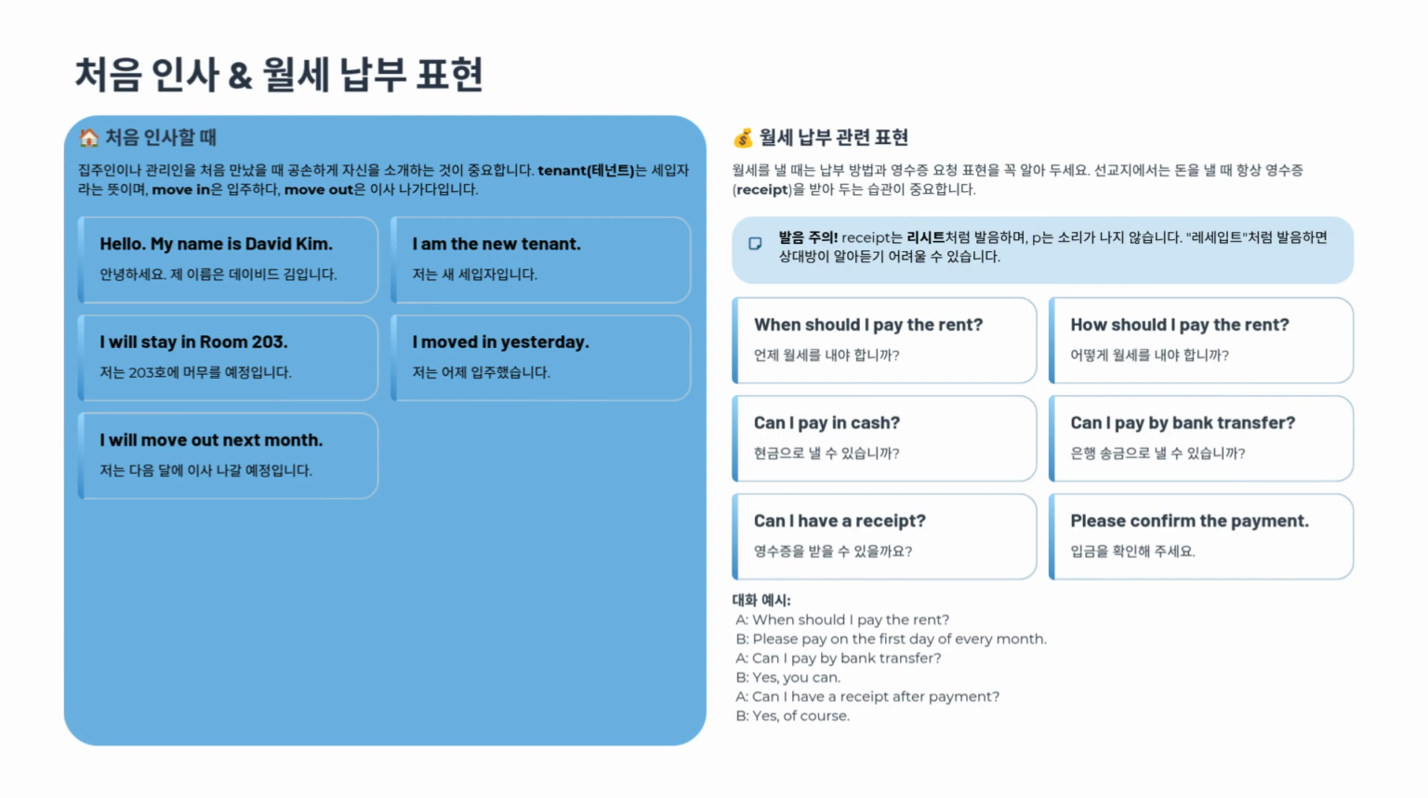Let us combine introductions and rent payment in one realistic situation. Say, "Hello, my name is David Kim. I am the new tenant in room 203. I moved in yesterday." Then ask, "When should I pay the rent? And how should I pay the rent?"